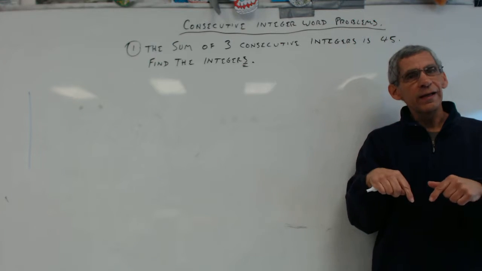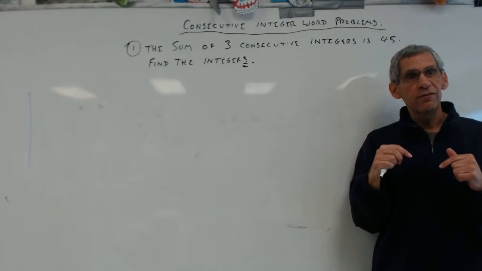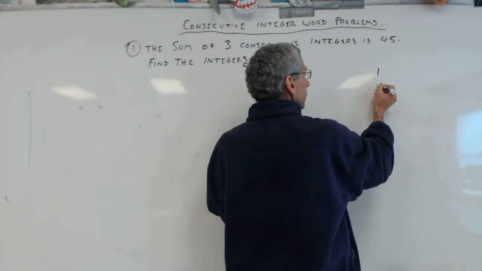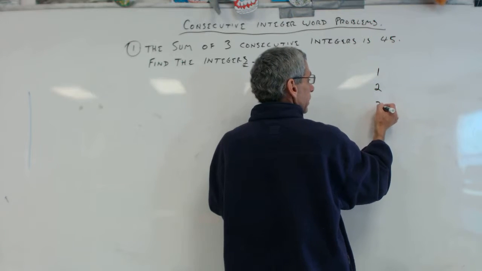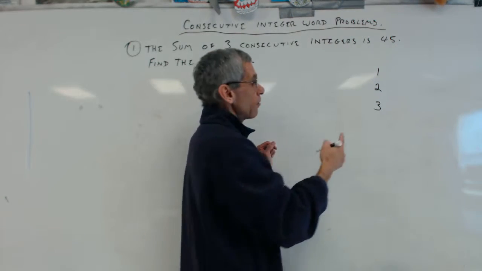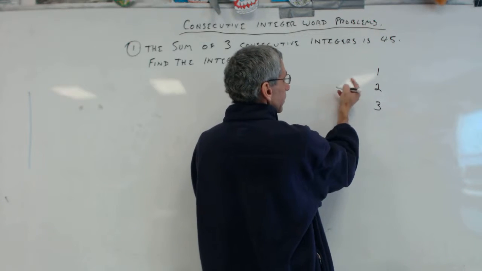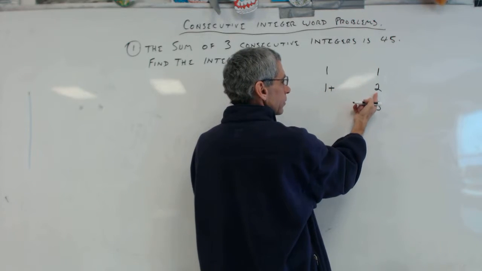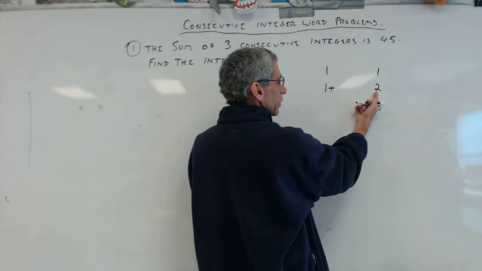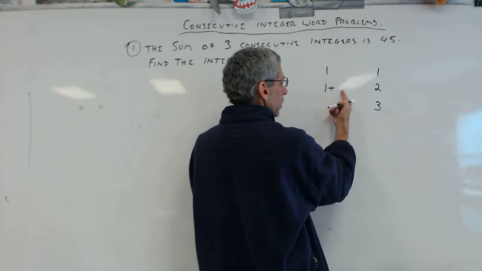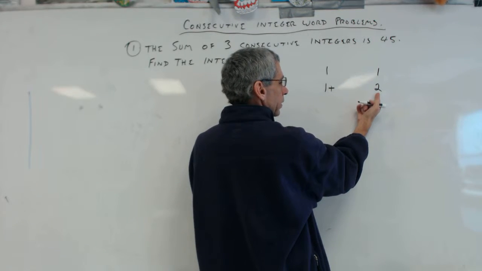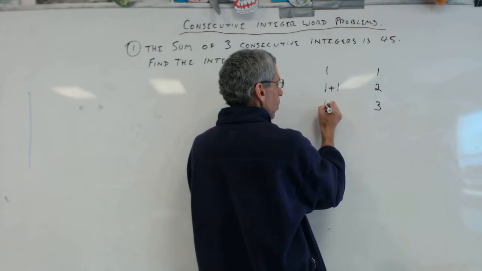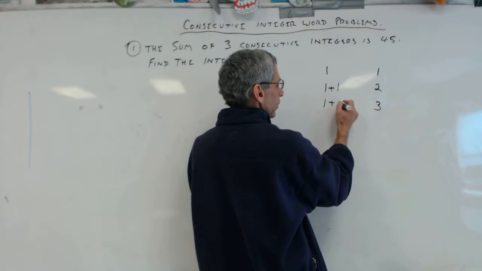But since this is an algebra class, we're going to try to solve it algebraically. And let's say our first numbers were 1, 2, and 3, right? So let's say our first number is 1, and the second number is 1 plus what to get to 2? 1 plus what is equal to 2? 1. Okay, and our third number, 1 plus what? 2. Plus 2 equals 3.